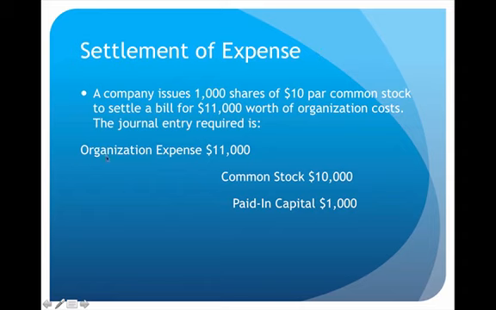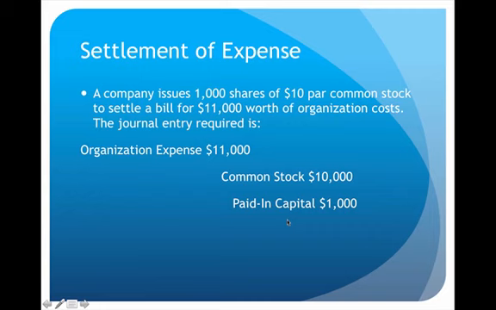So we will debit organization expense, $11,000, but instead of paying for it with cash, we'll credit our common stock, again par value $10,000, and the extra $1,000 goes to paid in capital. So that gives you an entire series of examples of all the different things that could happen whenever you issue common stock. You could issue common stock at par, above par, without par, at stated value, trading it for an asset, or settling an expense.